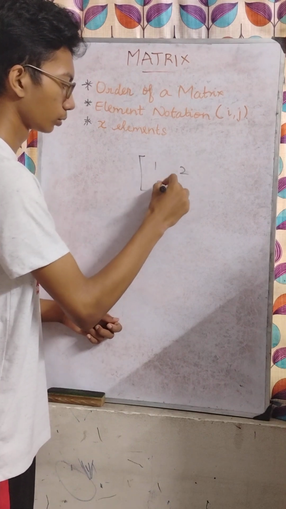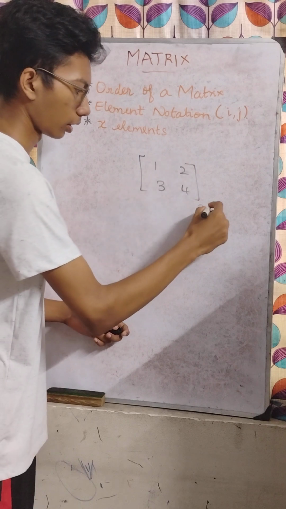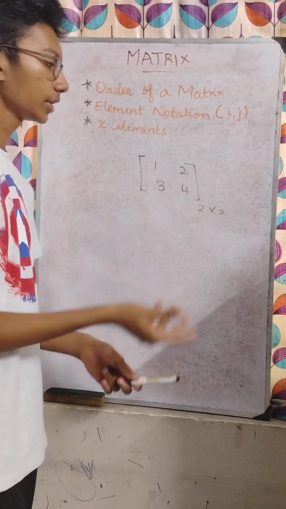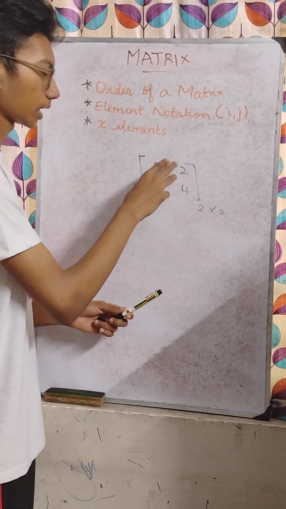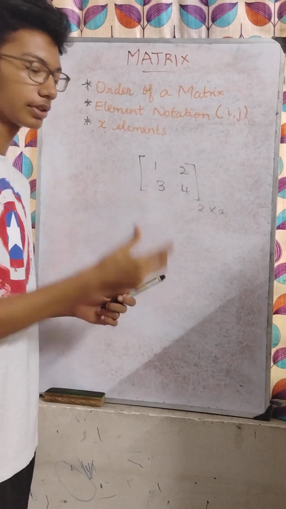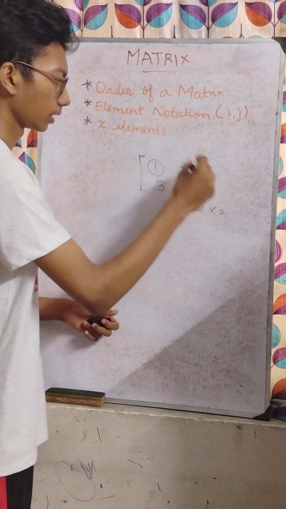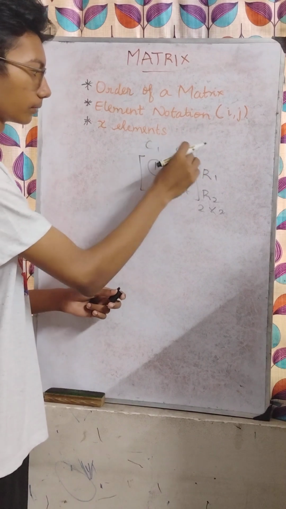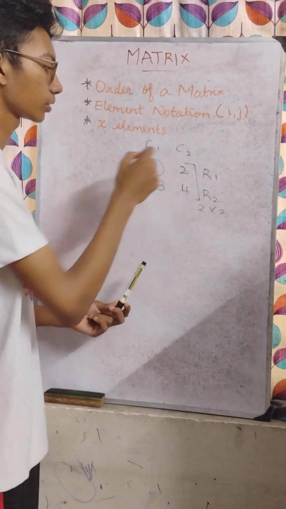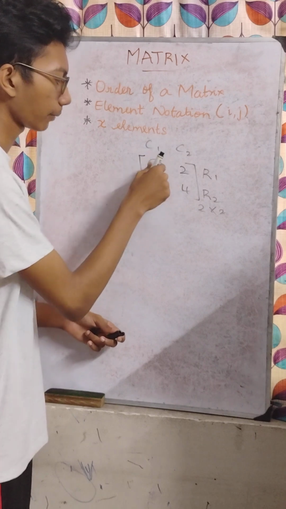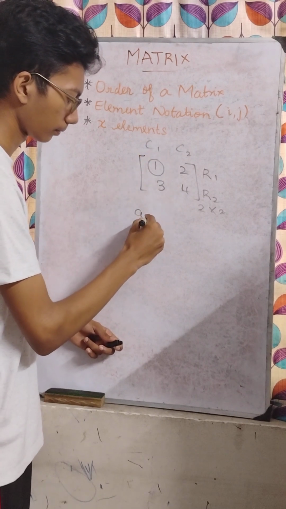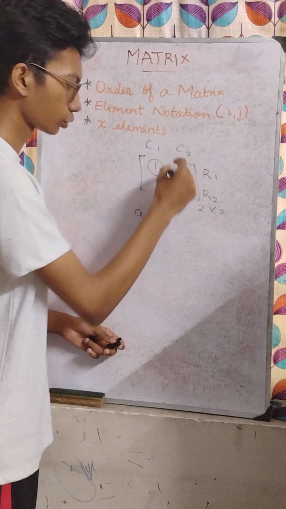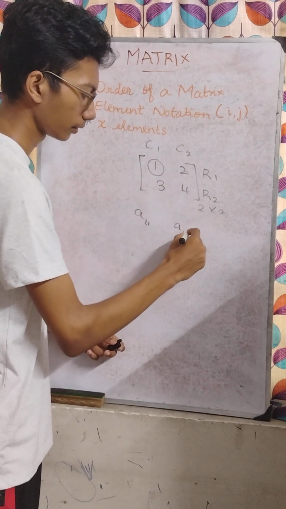Let's say we have 1, 2, 3, 4 as the matrix. Again, the order of the matrix is 2 cross 2. We need to name each element in this matrix. That's the element notation. So we'll first write R1, R2, C1, C2. From these, we will name the elements of this matrix. Here 1 is named A11 because it is in the first row, first column. The name of this 2 is A12.